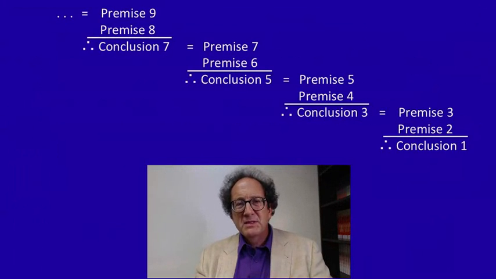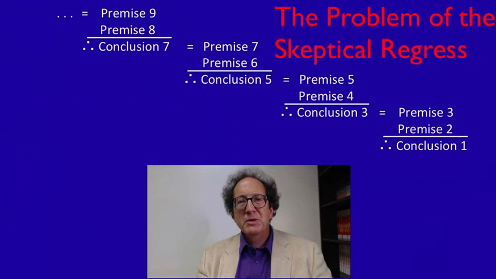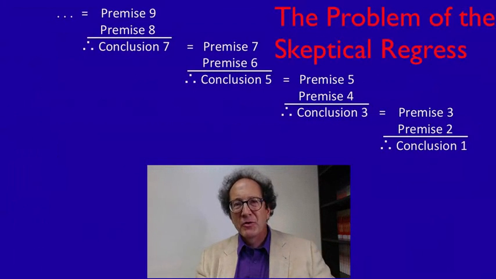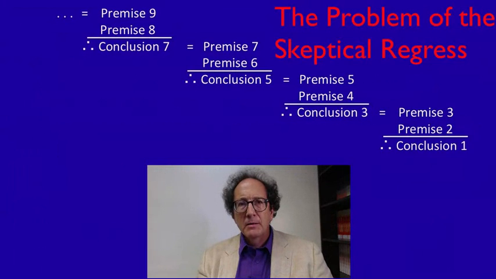In order for the premises to be justified, they have to be backed up by an argument. But the argument has premises of its own that have to be backed up by another argument, and so on and so on. This problem is called the problem of the skeptical regress, because you regress back to one argument after another, after another. And it's hard to see how that regress is ever going to come to an end.